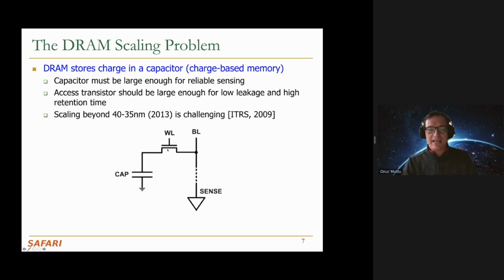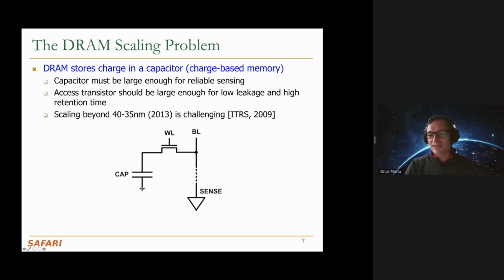And unfortunately, as you reduce the size of the memory, both the storage and access units become less reliable. In DRAM, the capacitor must be large enough for reliable sensing. The access transistor must be large enough for low leakage and high retention time. And as you reduce the size of both, you run into noise issues and reliability issues that may cause a lot of difficult problems, as I will describe.